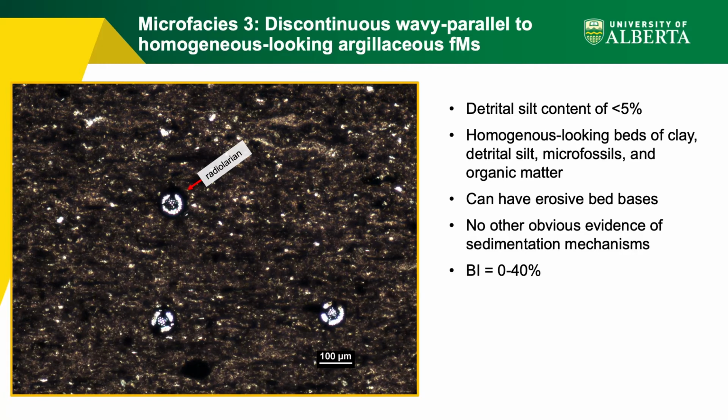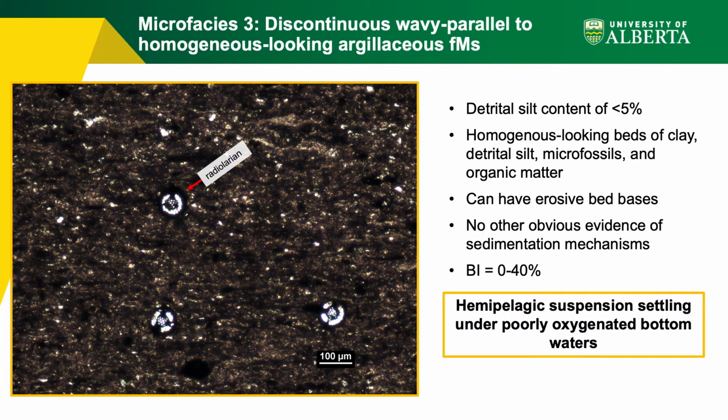The organic matter in this microfacies is interpreted to be phytodetritus, so aggregates of organic matter, detrital sediment, and microorganism tests, and it's interpreted to be delivered to the sediment surface through suspension settling. Biogenic pelagic elements such as radiolarians, conodonts, and carbonate fossils indicate the presence of an overlying oxygenated water column, whereas the rare and difficult to see microburrows suggest partial oxygenation of the sediments. And so overall, this microfacies is interpreted to be the result of hemipelagic suspension settling under poorly oxygenated bottom waters.